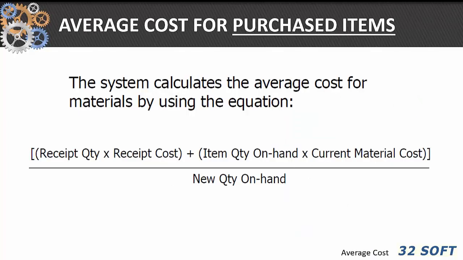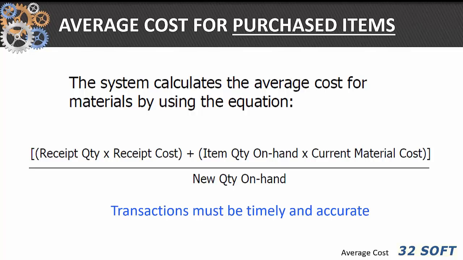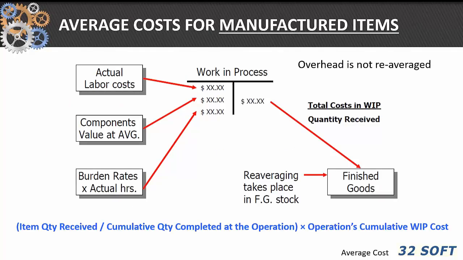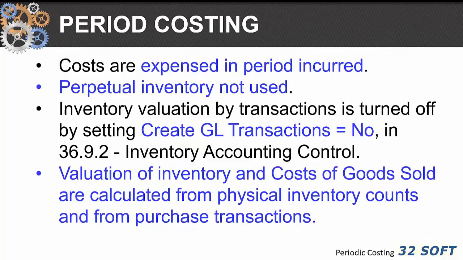So for purchased items, you take your receipt quantity times the receipt cost, plus the item on hand at the current cost, divided by the new quantity on hand. That's going to give you your purchase item cost. But again, transactions must be accurate and timely. For manufacturing items, it's a little bit more complex. You take your actuals, your component at average, and your burden at the actual hours. That's going to give you a work in process value that then gets re-averaged at the finished goods level. So again, a little bit more complex process.